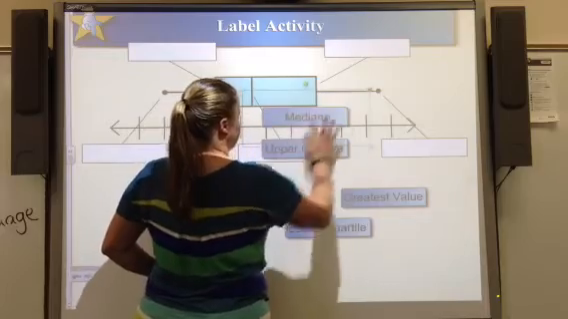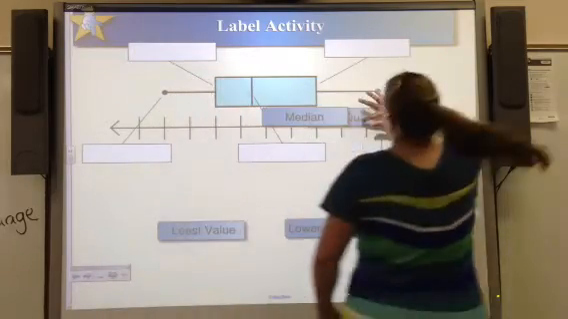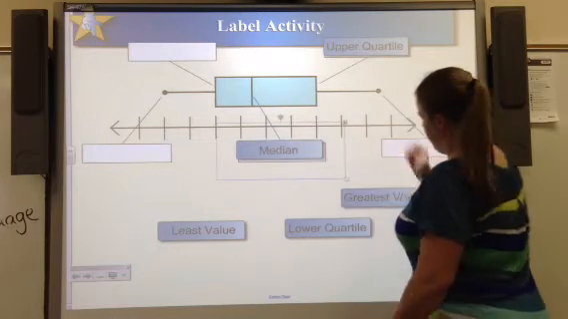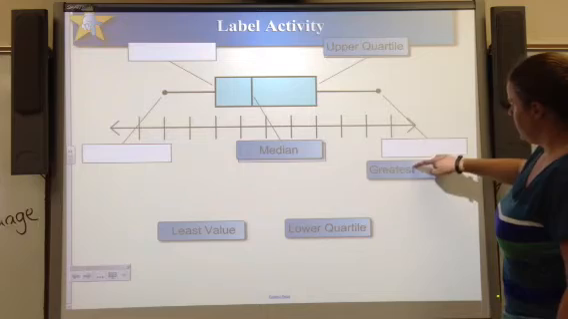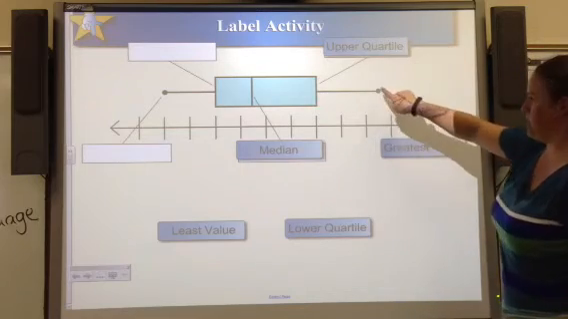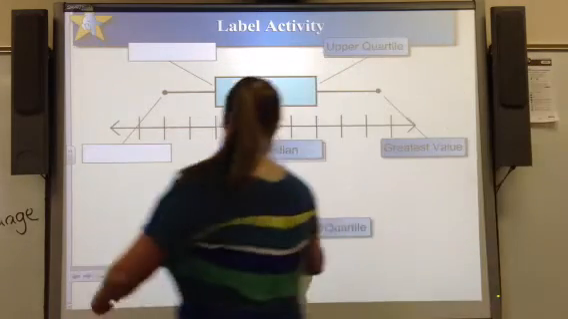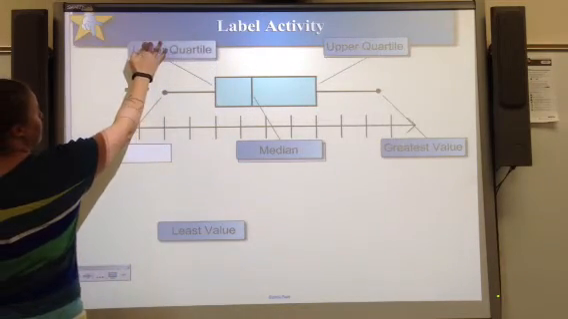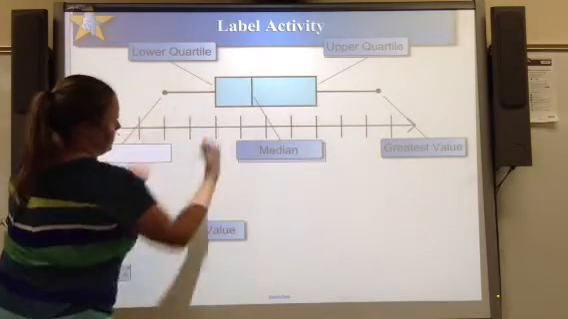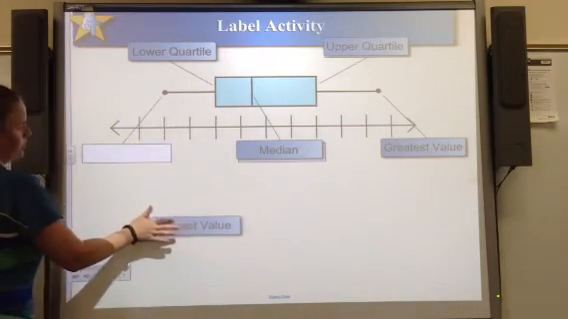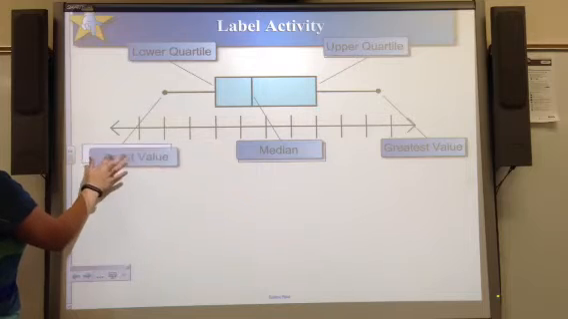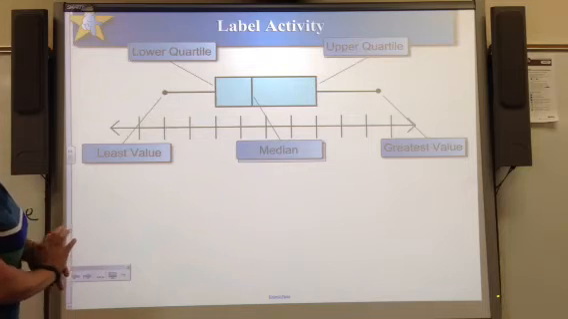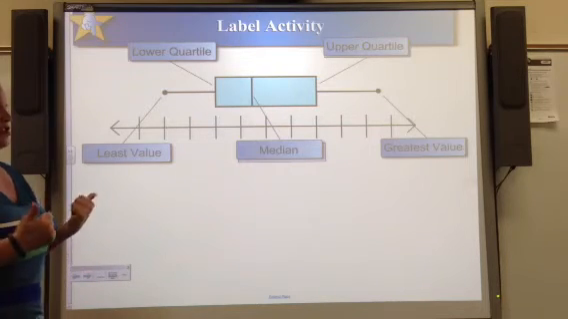Whoops, slipped off. Having a hard time today, right? So upper quartile goes there, my median goes back. My greatest value goes here with my upper quartile, that's my largest place value. And then I go over here for lower quartile, and that's this set of data. And then my lowest value goes right here. Did you get them all right? If not, write it down one more time just to be sure.